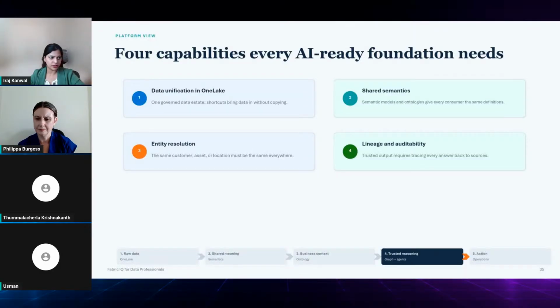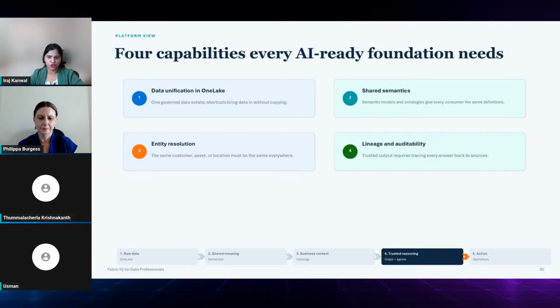So when we are talking about being AI ready, we need to talk about some capabilities that make the foundation AI ready. Here is an AI readiness checklist that we will talk about. The first is data unification. The data does not all need to be physically copied into one place, but there needs to be a governed way to access it through OneLake, shortcuts, mirroring, or the Fabric workloads.